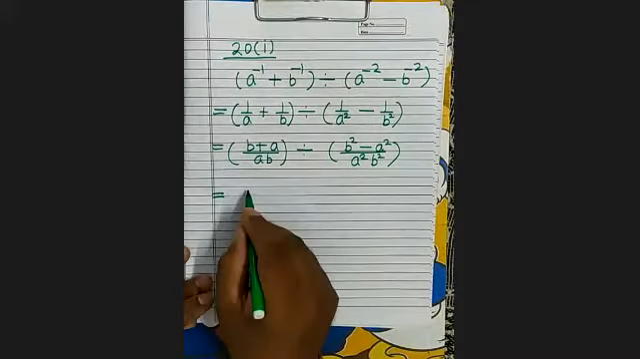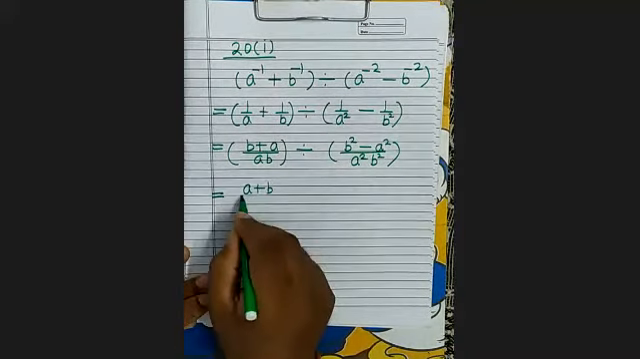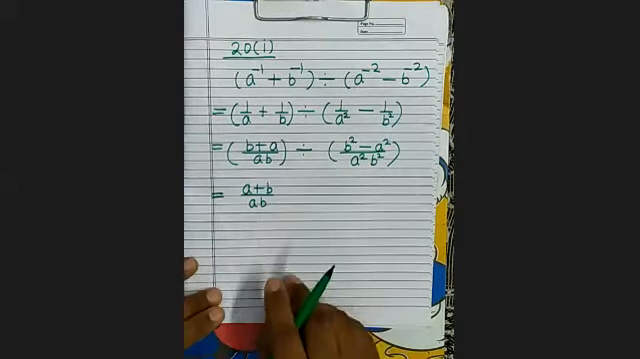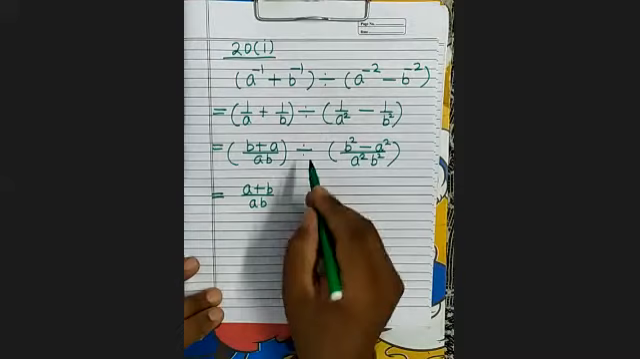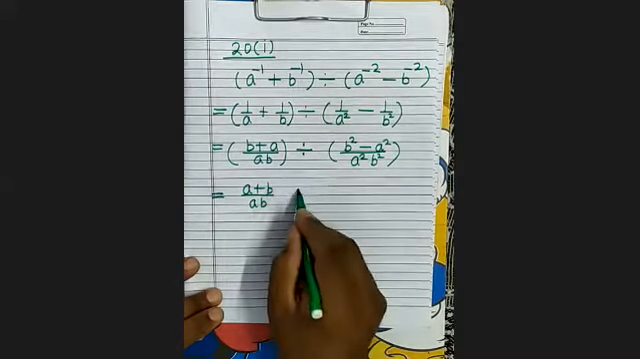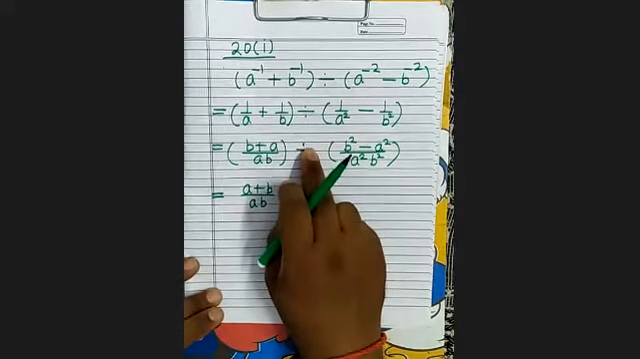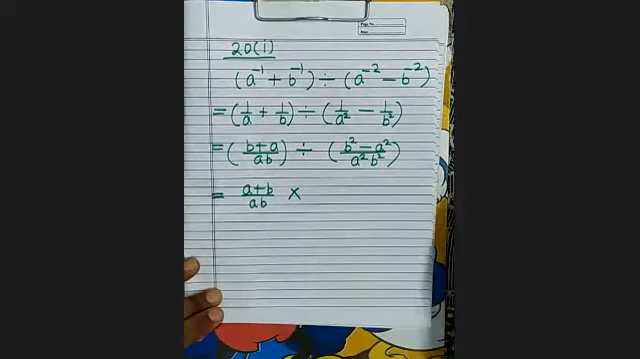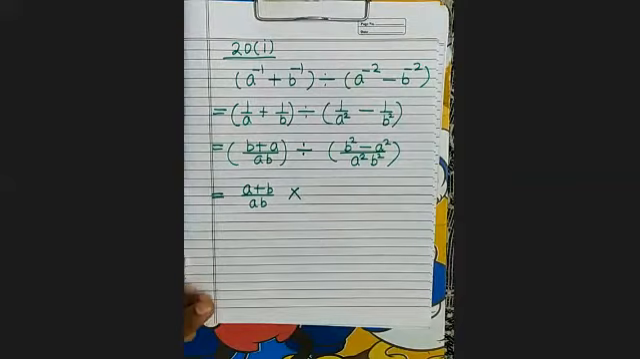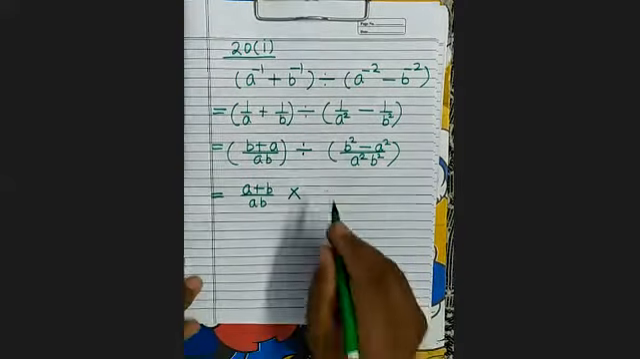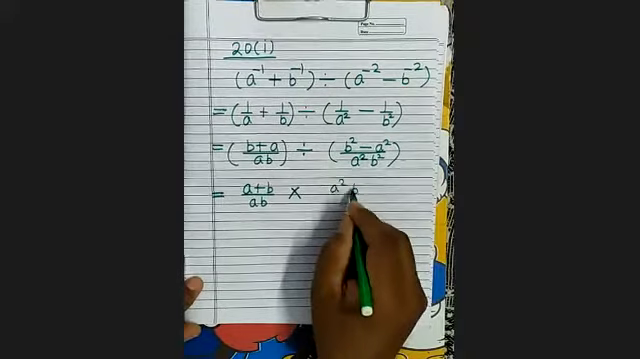Now b plus a you can write as a plus b, upon ab. B plus a you can write a plus b. And here this is division, so you make it multiplication. You make this multiplication and then reciprocate this, meaning turn it upside down.